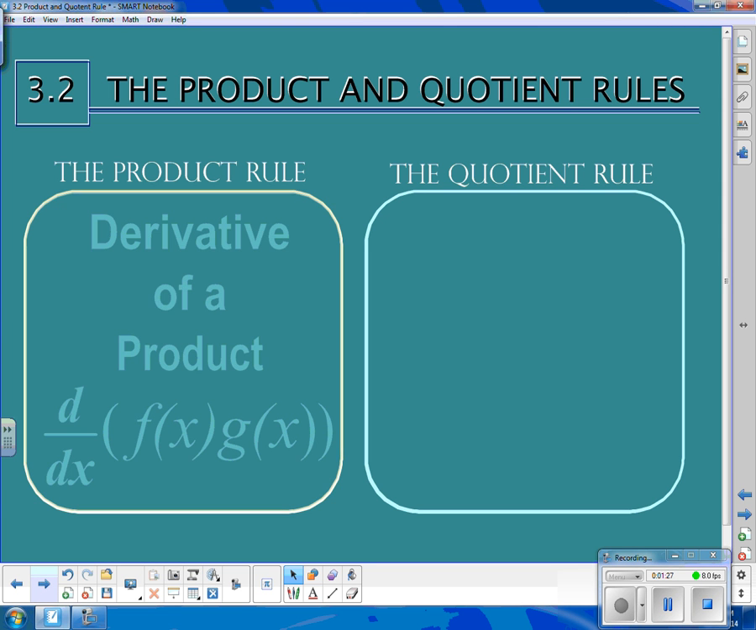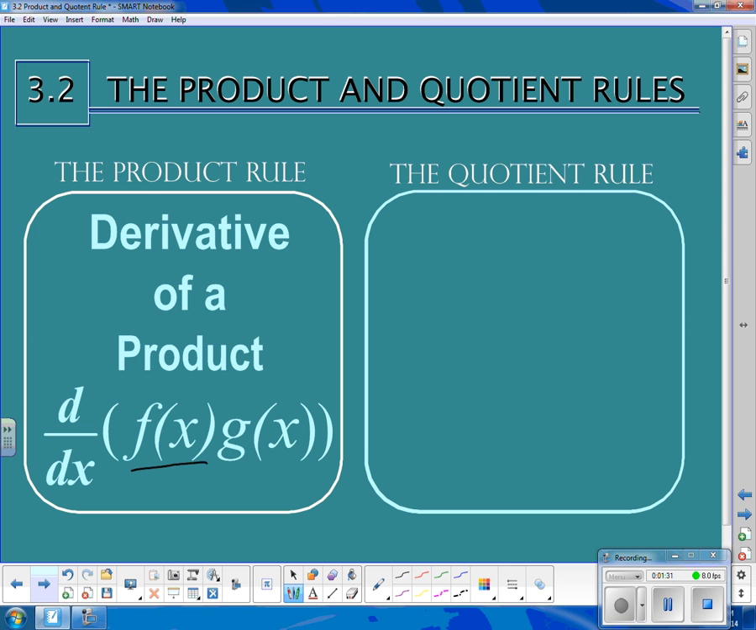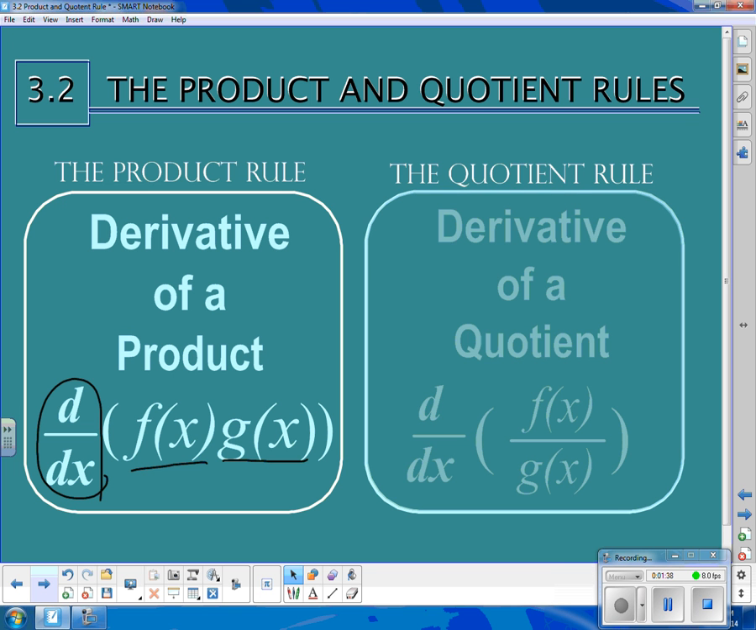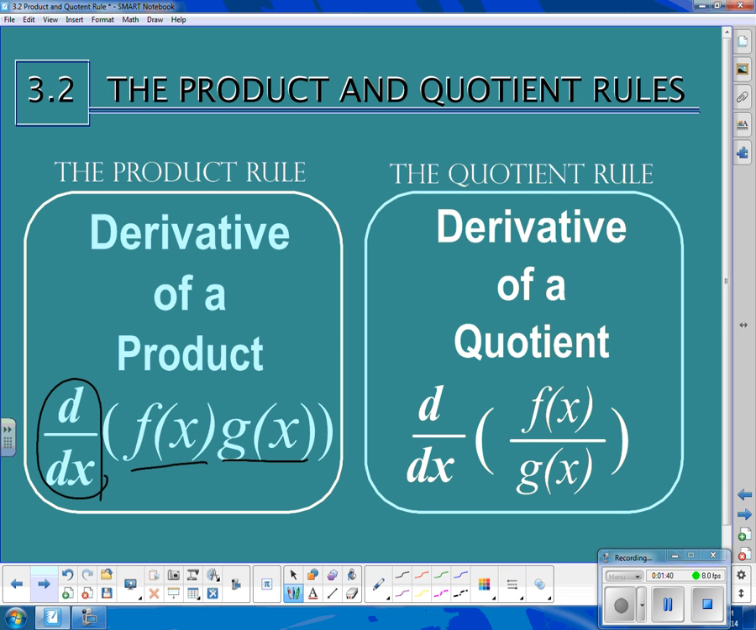The product rule talks about the derivative of a product, two functions, f and g, being multiplied, and we want to know what the derivative of that is. The quotient rule, as the name says, is the derivative of a quotient. So here we have f divided by g, and we would like to know what the derivative of that is.